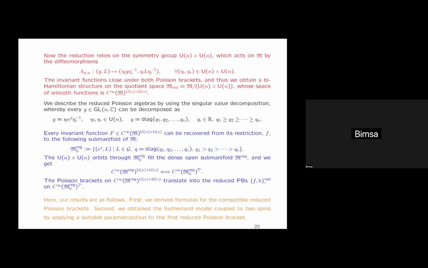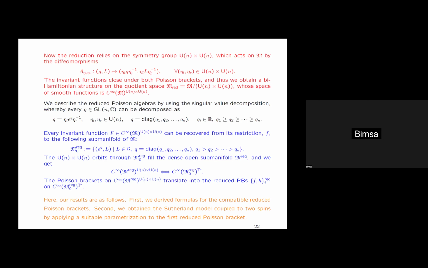There is left multiplication and right multiplication for the group variable. Since I used right trivialization, the action of the first copy is like that, so U(N) times U(N). Now to parameterize the quotient space, maybe in linear algebra it is called singular value decomposition, or the KAK decomposition in Lie theory.